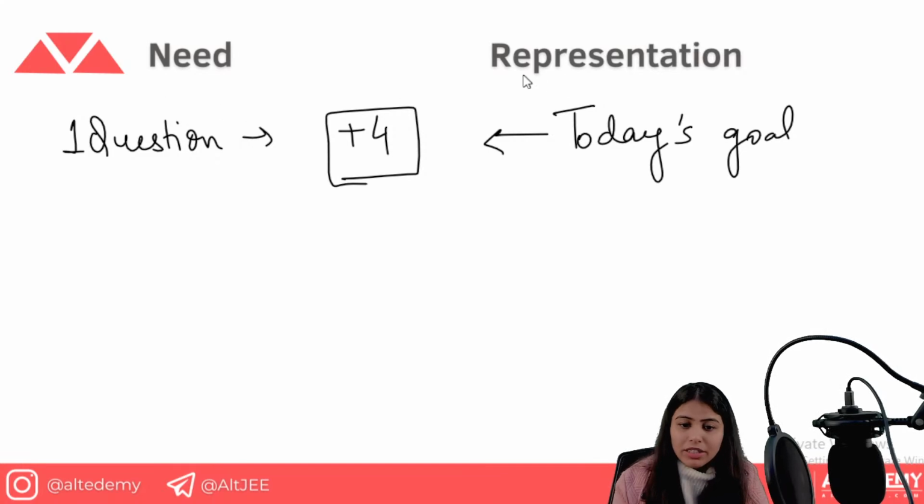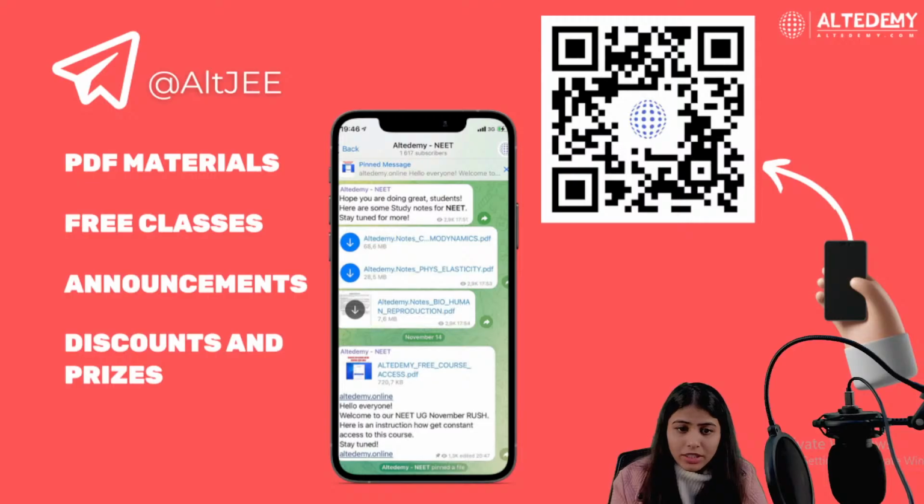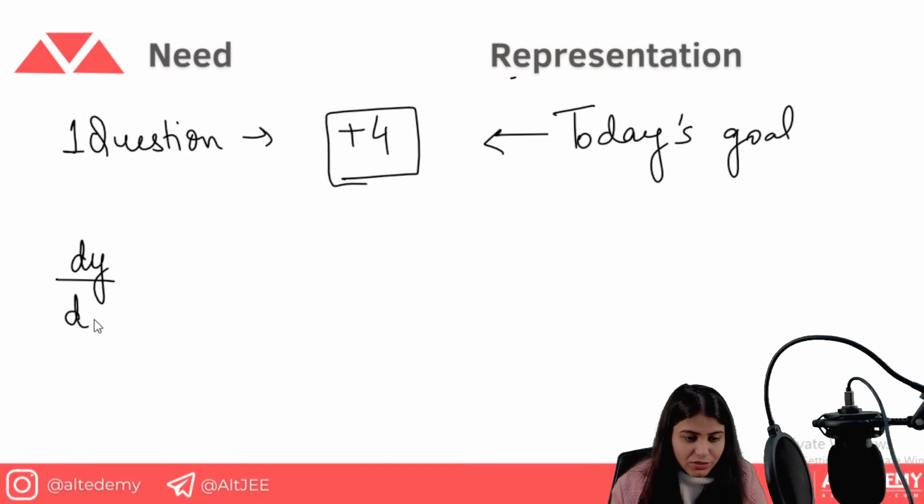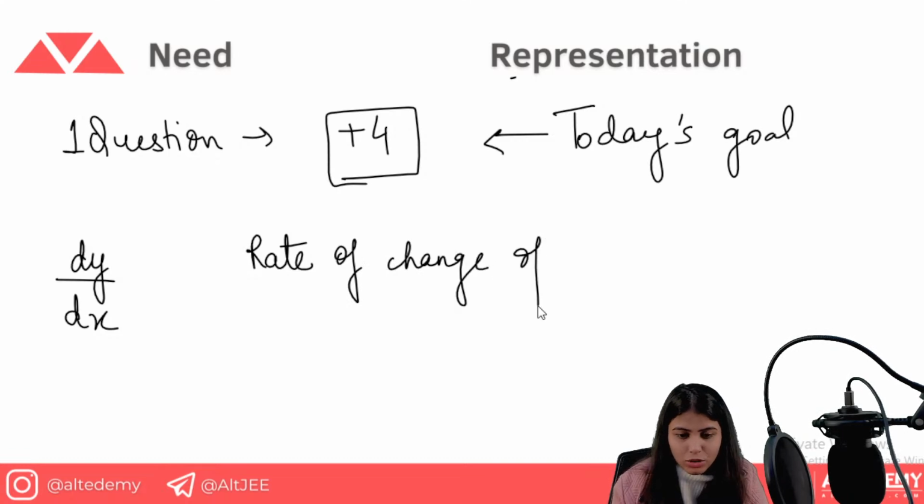Firstly, I'll tell you about the representation and the terms related to it. For example, you have this dy by dx, which is part of the differential equation. What it means, obviously you know, is the rate of change of y with respect to x, right?